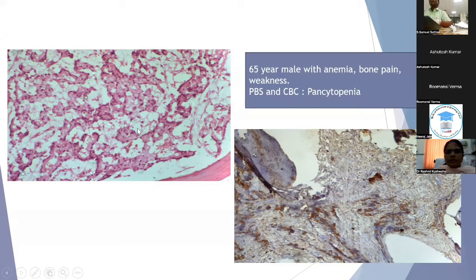In this case, we had done immunohistochemistry with cytokeratin, and these cells were positive for cytokeratin. Although this section has a lot of fibrosis, so the cells are not clearly visible, we can see the cytokeratin positive cells here. So this was again a metastatic epithelial malignancy in this patient, and further he was taken up for a PET scan and further evaluation.